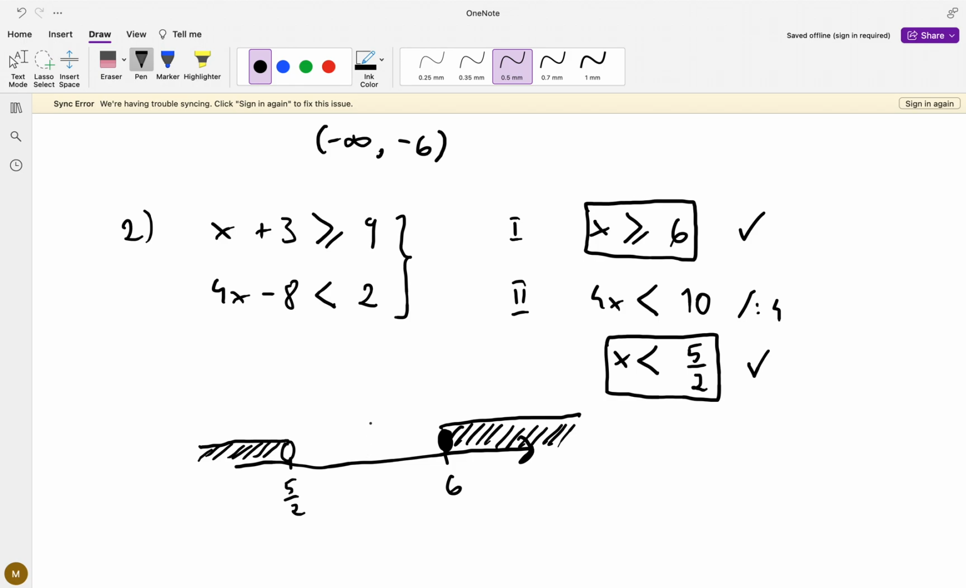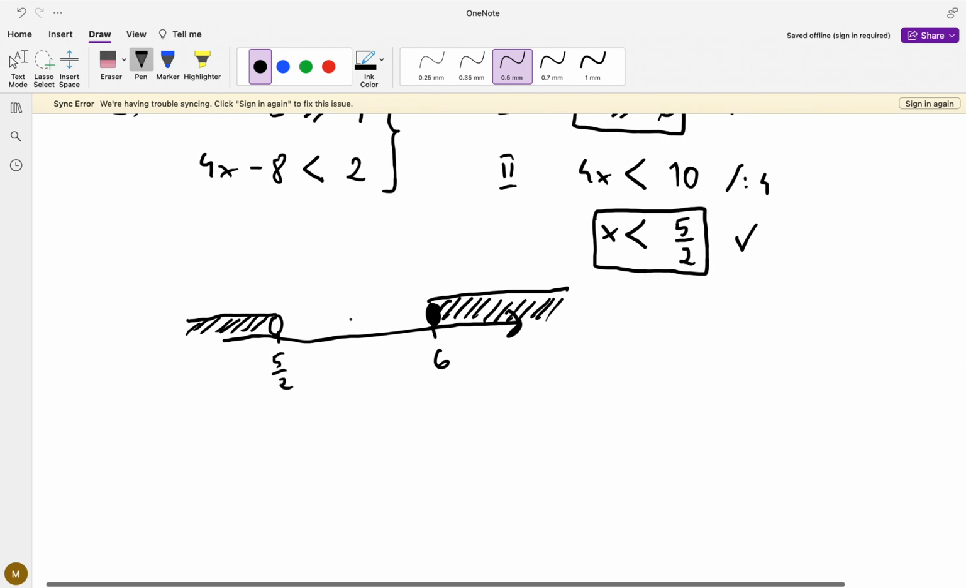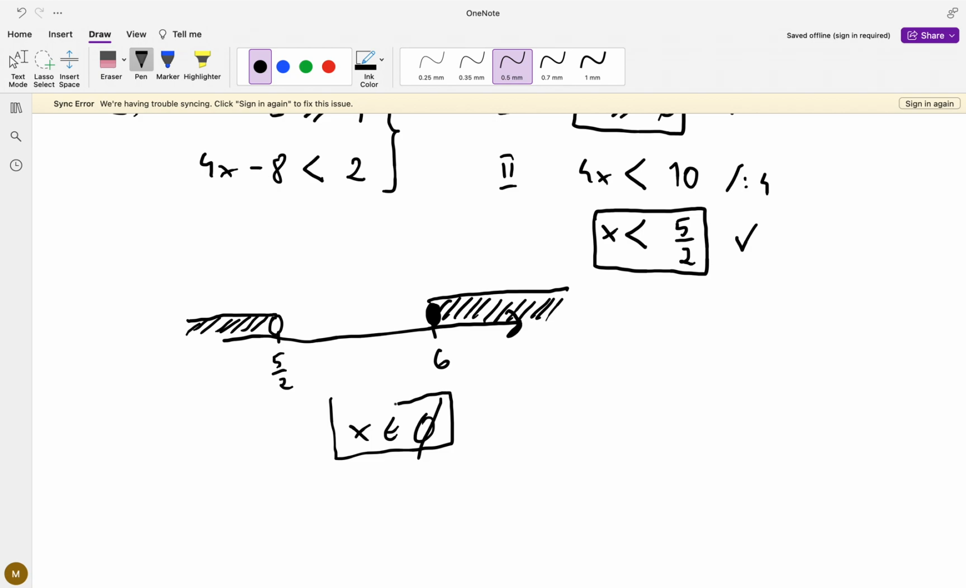So we can conclude that this system of inequalities does not have a solution, right? So it means that x belongs to an empty set. That's how you can write it out. Or you can simply use your words and write out that x belongs to an empty set, or there's no solution.